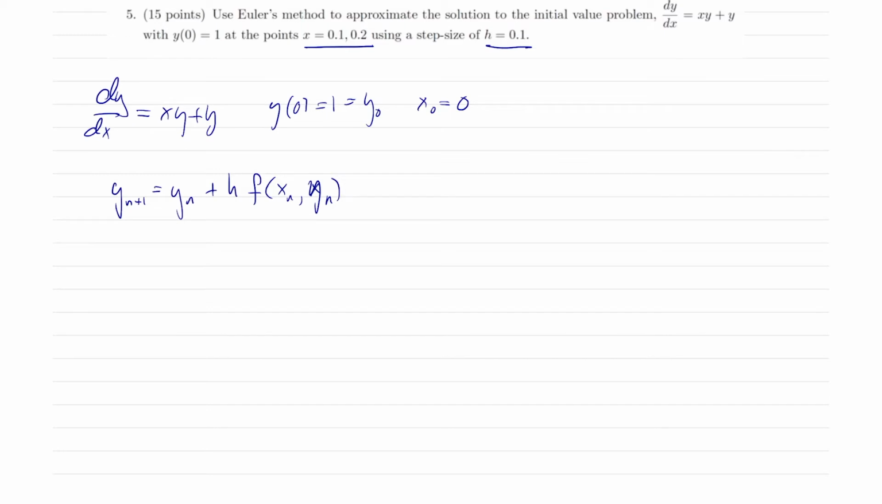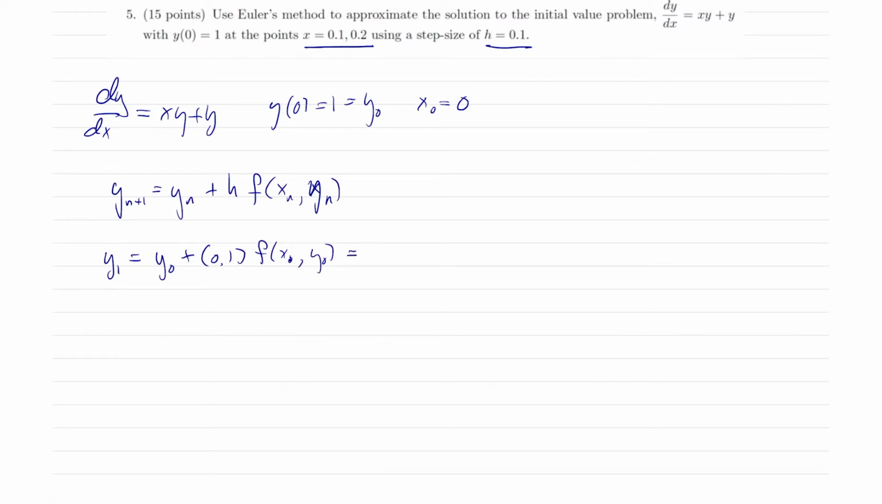And so we're starting off with y of 0, so y of 1 is going to be equal to y of 0 plus h, which we know is 0.1, times f of x is 0, y is 0. Might as well write that. F of x 0, y of 0.